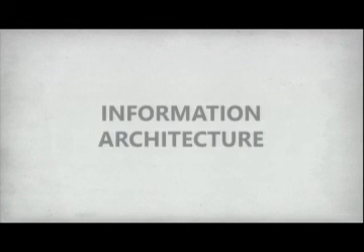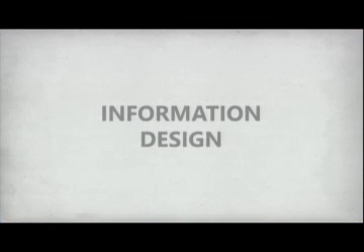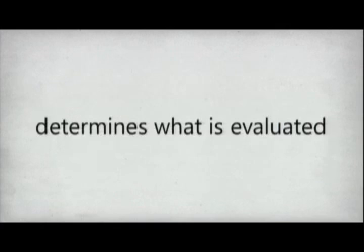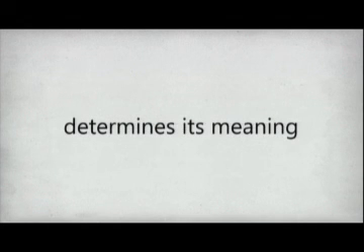But we who are designing the information that those people use, we can choose what goes into the columns and rows of a spreadsheet. And we can choose the labels that belong in each of those. We can design the information, the charts and graphs that people use to gauge their financial health and the health of the entire system. And because what we choose to visualize will determine how it's evaluated, the way that we structure it will determine the meaning that people take away from it.